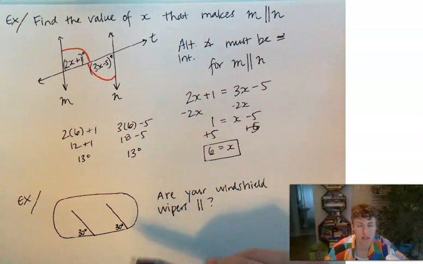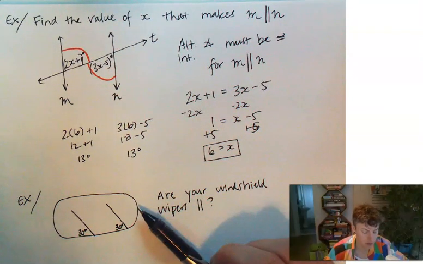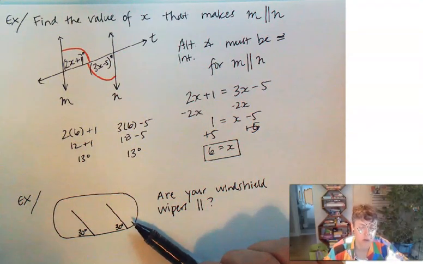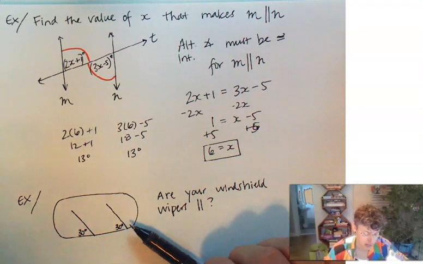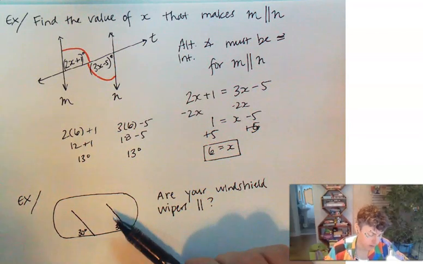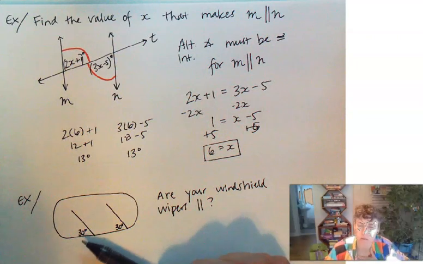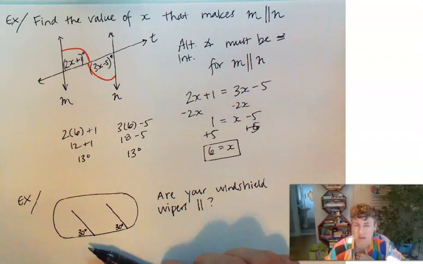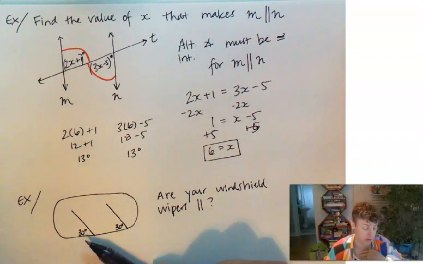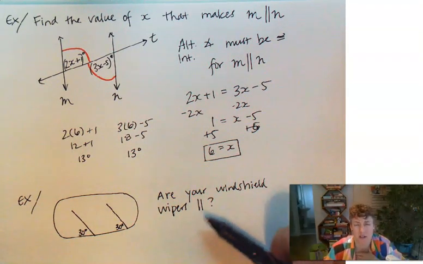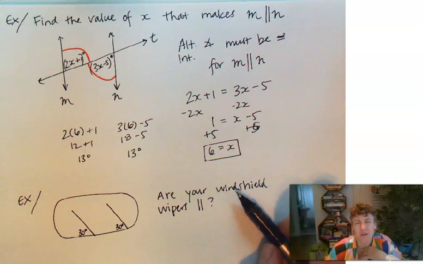Okay, here's our next example. This is a drawing. You might not recognize it right off the bat, but this is a drawing of a windshield. And these are your wiper blades. You measure the angle of inclination of both of your windshield wipers, because you're into that sort of thing, and you find that they are both 30 degrees. And you think to yourself, are these windshield wipers parallel?